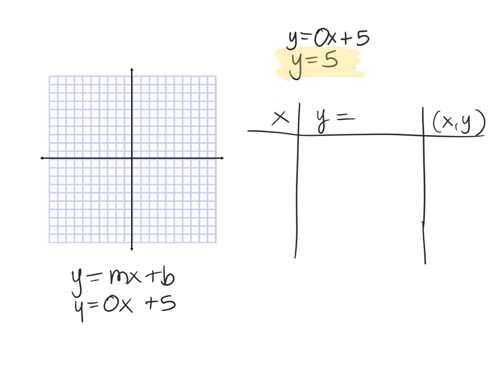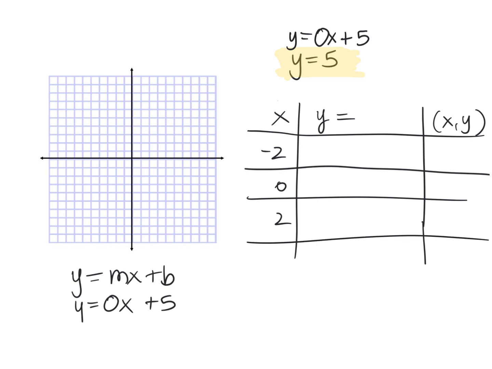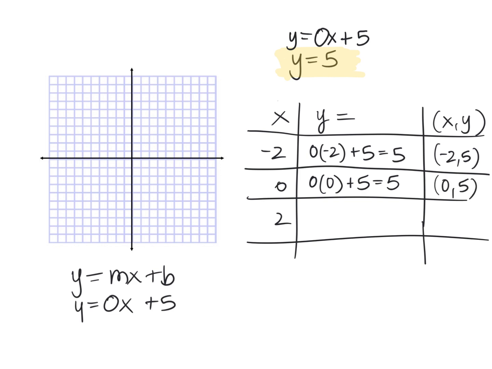So now again, I can pick some numbers. Okay, so let's just say I pick -2, 0, and 2. Again, you can pick anything. So if I pick -2, I could do 0 times -2 plus 5, which gives me 5. So I got -2 comma 5. Now if I pick 0, 0 times 0 plus 5 gives me 5. So 0 comma 5. If I pick a 2, 0 times 2 plus 5 still is 5. 2 comma 5.